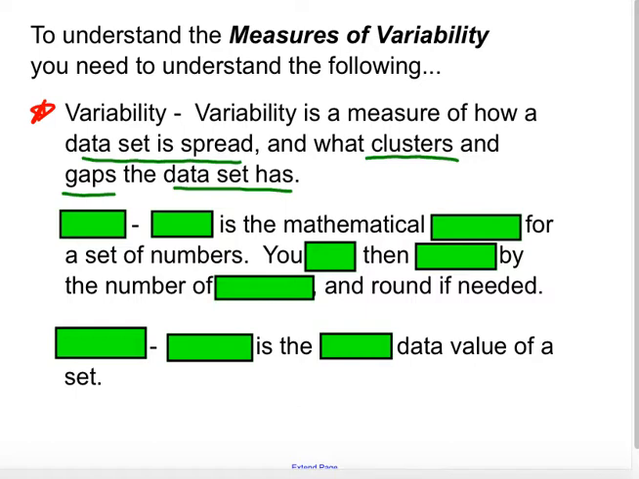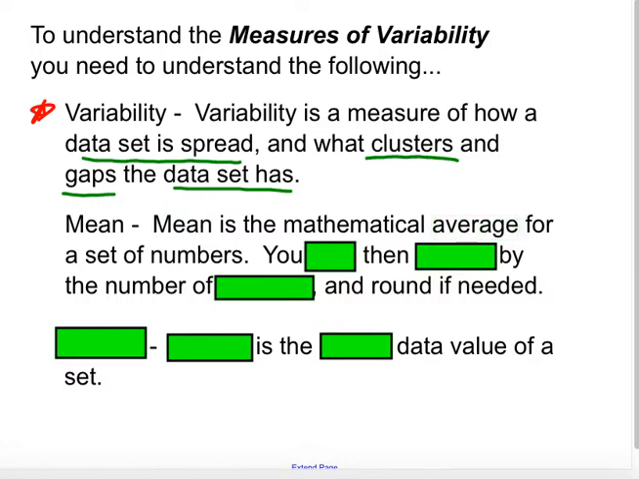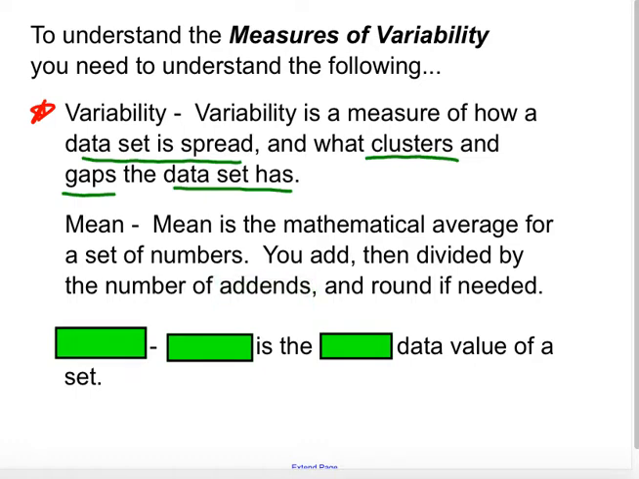The next thing you'll need to be familiar with is mean. Mean is the mathematical average for a set of numbers. You add, then divide by the number of addends and round if needed. So we already kind of understand what the mean is because of our previous lessons, but remember that if you want to find the mean, you first have to add, then divide by the number of addends and round if needed.